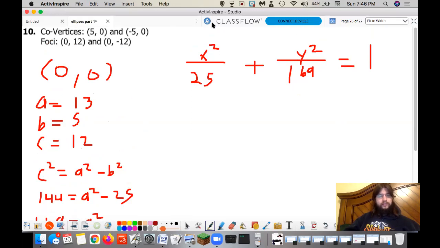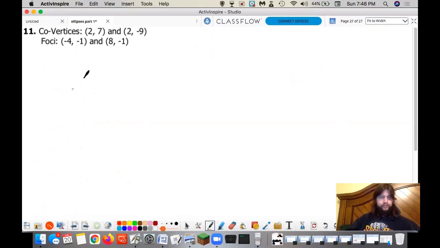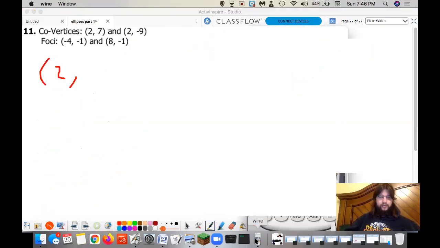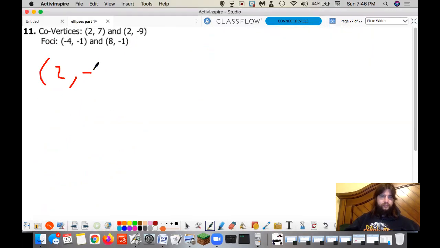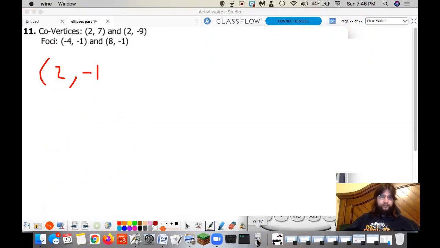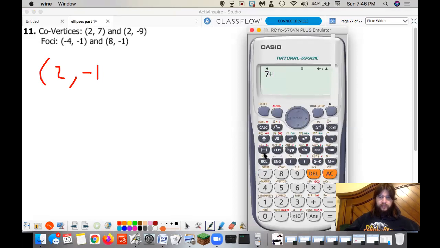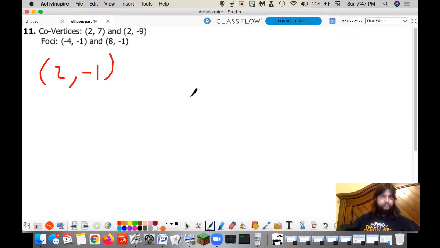So hope they just keep giving us nice ones. Let's see. Can't tell yet. Let's see. So 2, and then let's go ahead and use the midpoint formula, -1. 7 plus -9 divided by 2, -1. All right, that's my center.